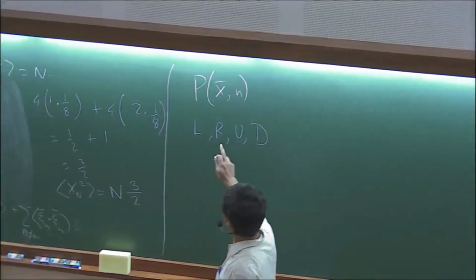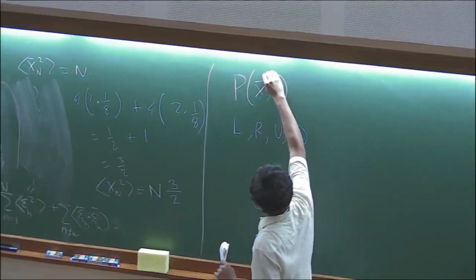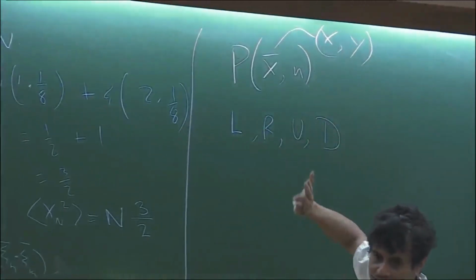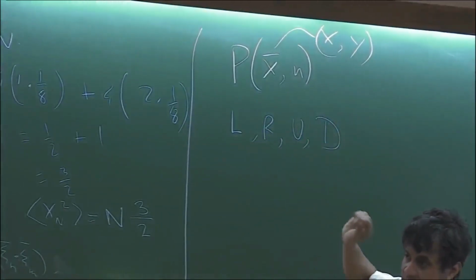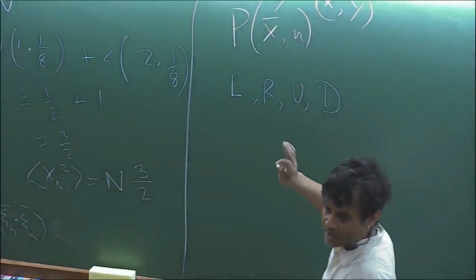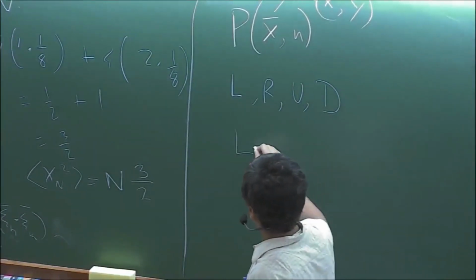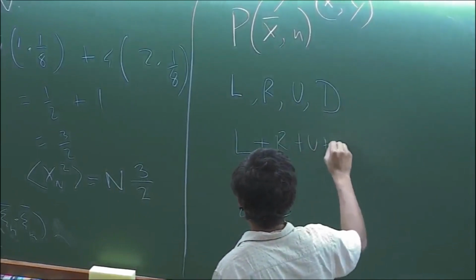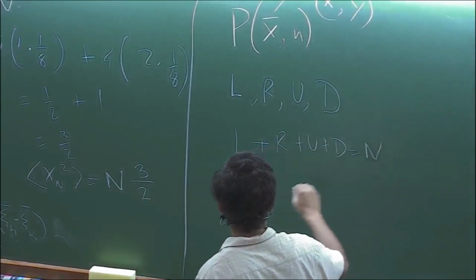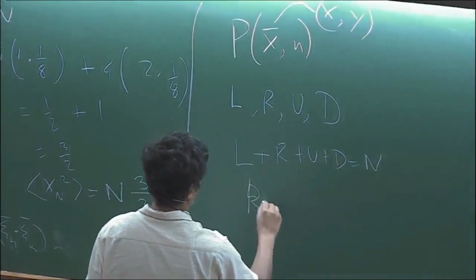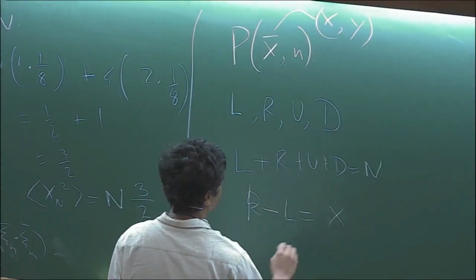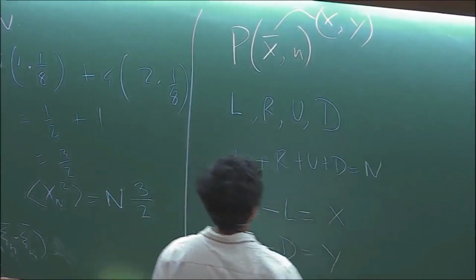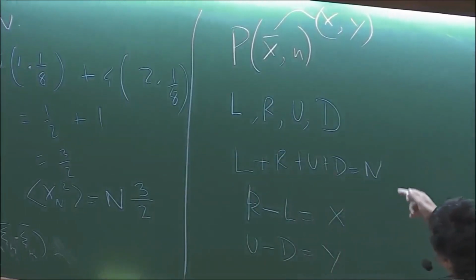No, x squared plus y squared is not constant. I mean, x and y is a fixed point. L, u plus t equals, yeah. R minus L is equal to x, and u minus d is equal to y. Okay, so then what should we do?